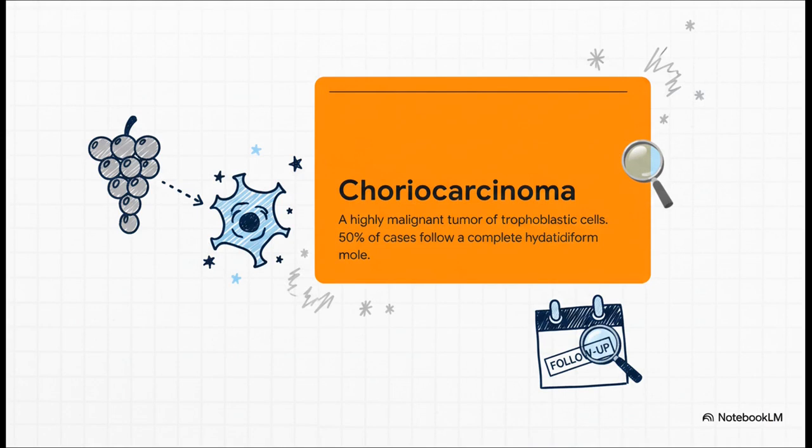And that cancer we are worried about is this fellow, choriocarcinoma. This is a highly malignant tumor of those trophoblastic cells. And while it can happen after any pregnancy, about half of all cases follow a complete hydatidiform mole. This is exactly why we monitor these patients so closely after they've had a molar pregnancy.